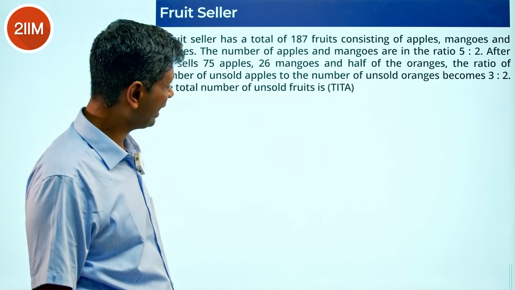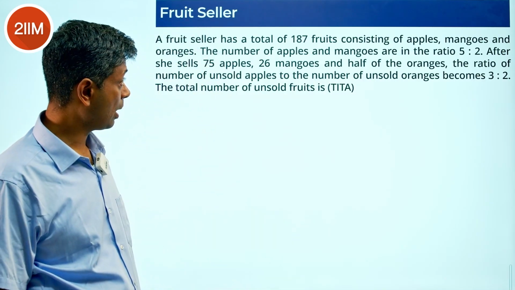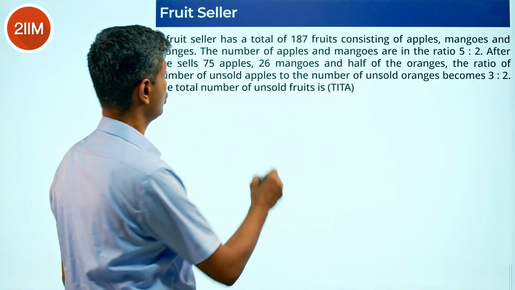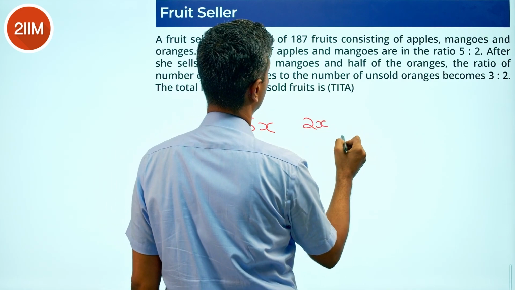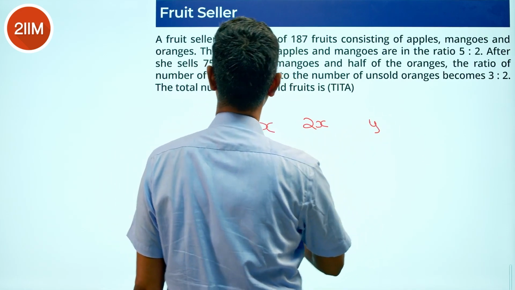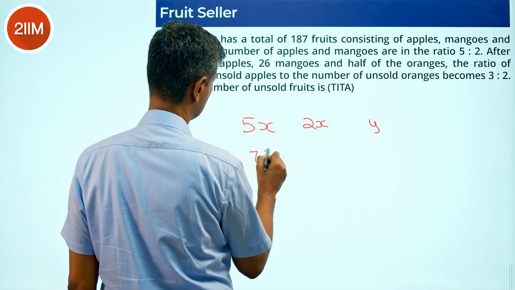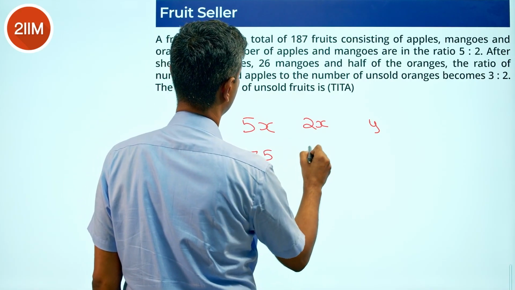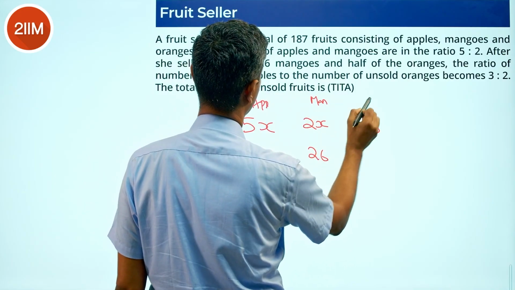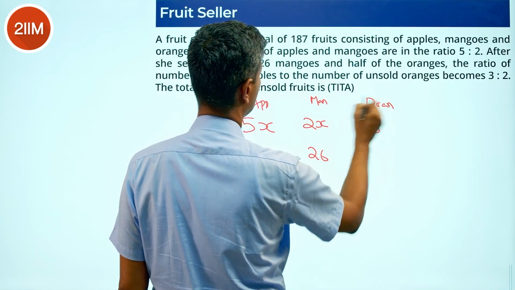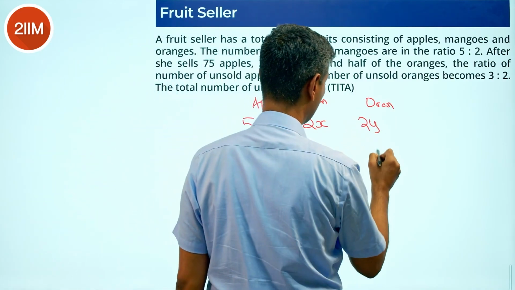A fruit seller has a total of 187 fruits consisting of apples, mangoes and oranges. The number of apples and mangoes are in the ratio of 5:2, so 5x, 2x and y, adding up to 187. She sells 75 apples, 26 mangoes, and half of the oranges, so she sells y.